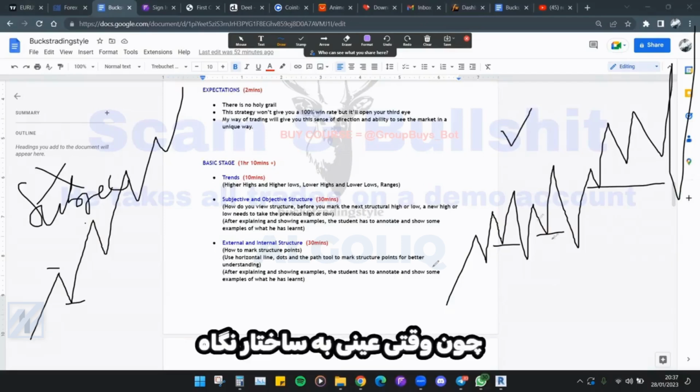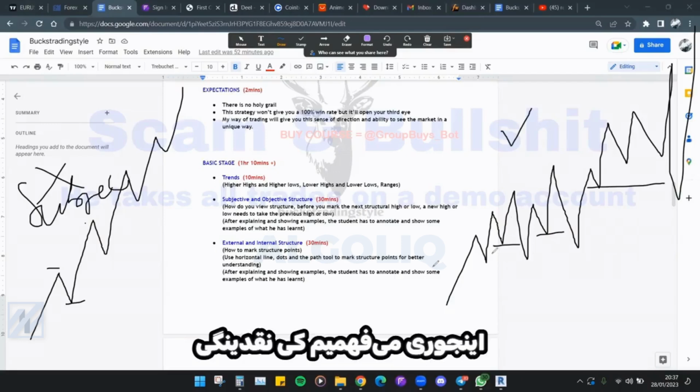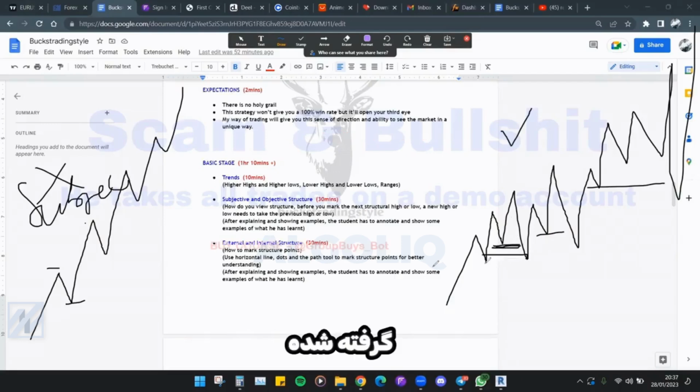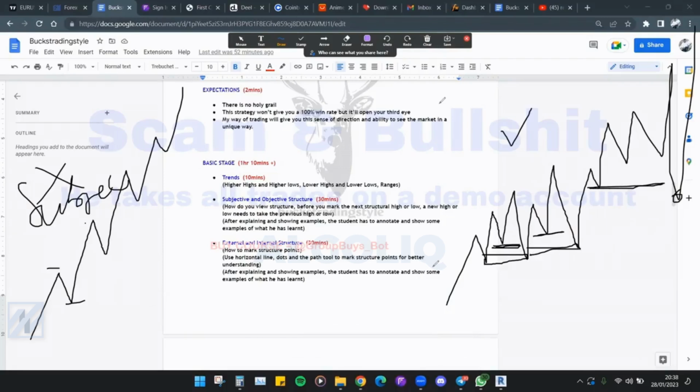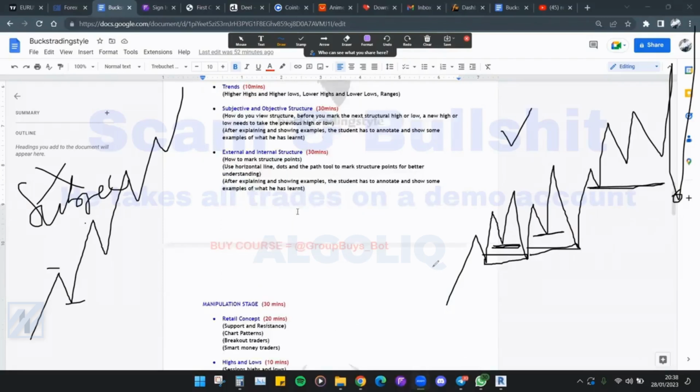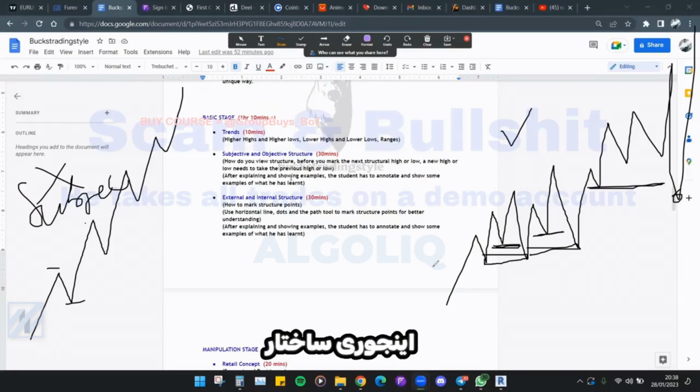Because when we look at the structure objectively, this is when we'll be able to know when liquidity has been taken to take our trade. Do you understand? Yes. Yeah, good. Now that is how we mark a structure and internal structure.